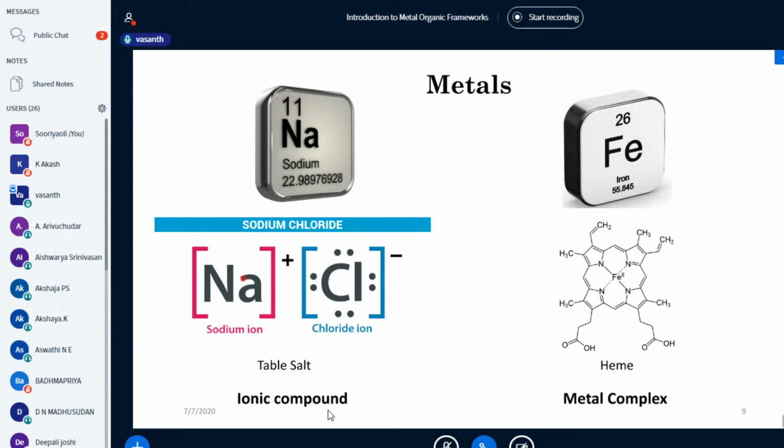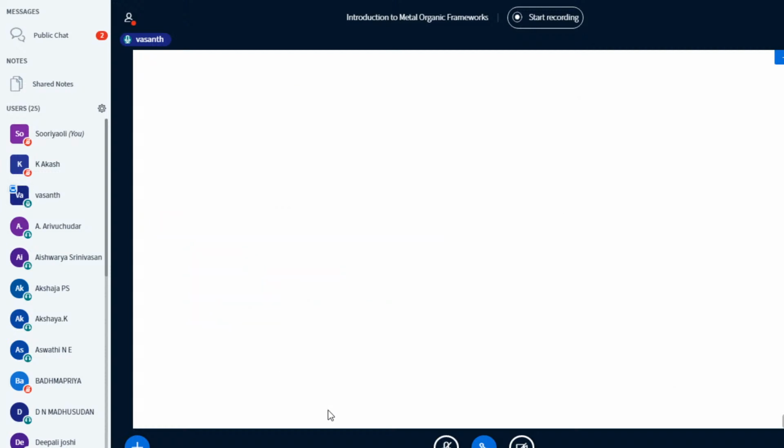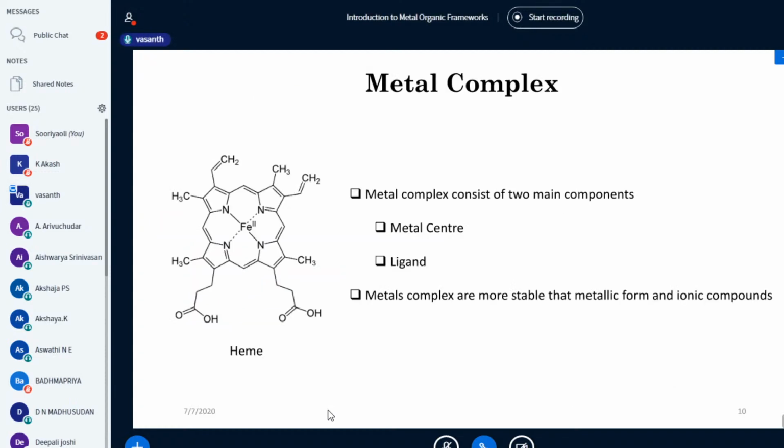Sodium we take in the form of sodium chloride, which is called an ionic compound, whereas iron goes into our body in the form of a heme. Whatever proteins we eat generally contain iron in the form of a heme. So these are the two forms of metals which exist popularly: one is the ionic form, the other is the metal complex. So here we have to concentrate on what a metal complex is.